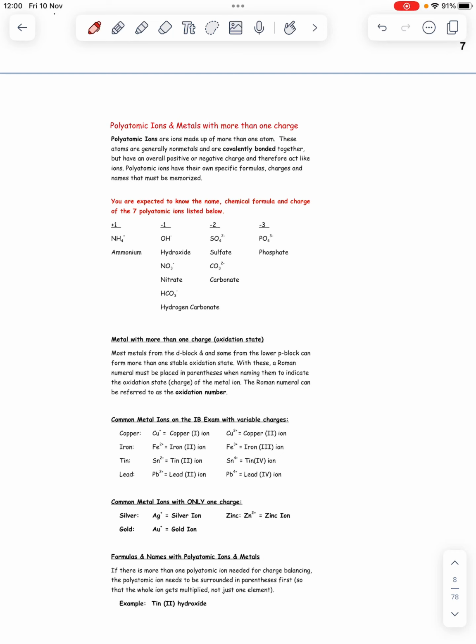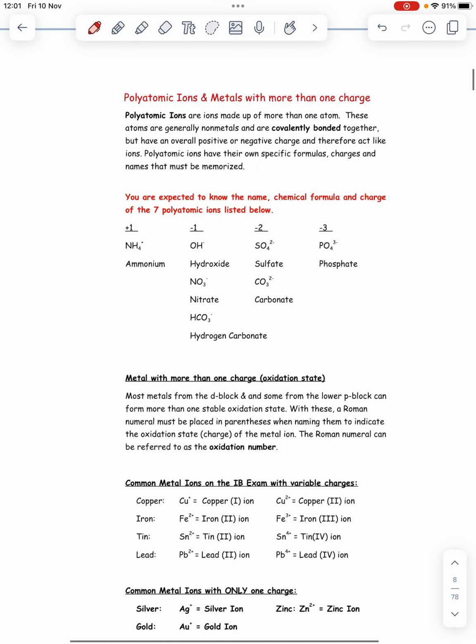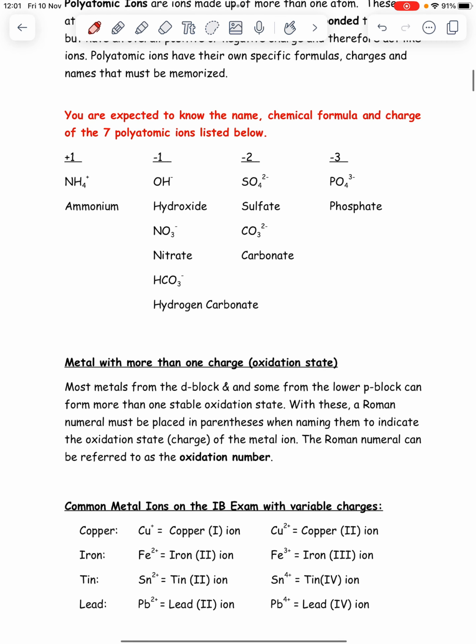So ionic formulas and ionic naming get a little bit more challenging when we incorporate polyatomic ions and metals that have more than one charge or more than one oxidation state. Polyatomic ions, as the name implies, poly meaning many, are ions that are made of many atoms. Internally, these ions are held together by covalent bonds, but externally, they have some kind of imbalance of electrons to protons, and so they end up with an overall charge. So it's kind of like a charged molecule.